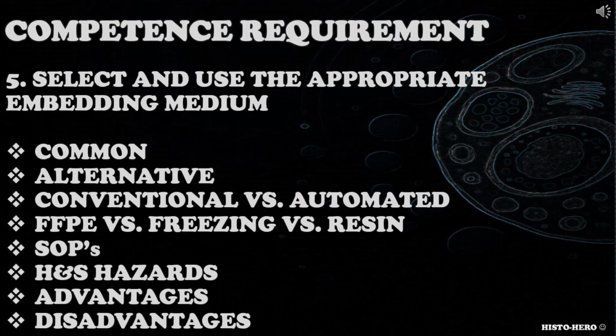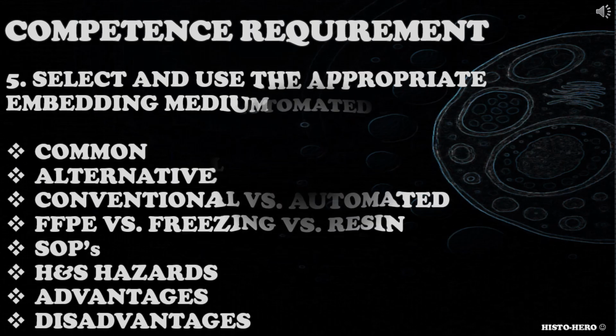When addressing this competence requirement, candidate could consider common and alternative embedding media, conventional versus automated embedding, media for freezing versus FFPE versus resin embedding, health and safety hazards associated with various embedding media, possible advantages and disadvantages of using various embedding media and so on.